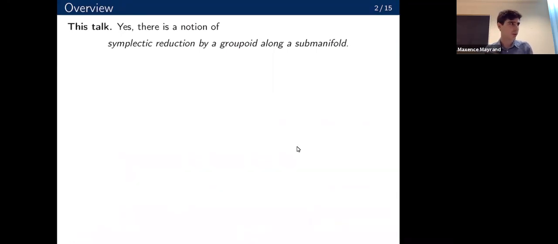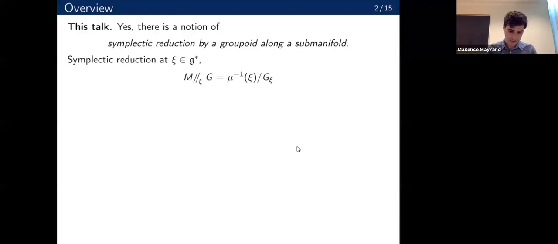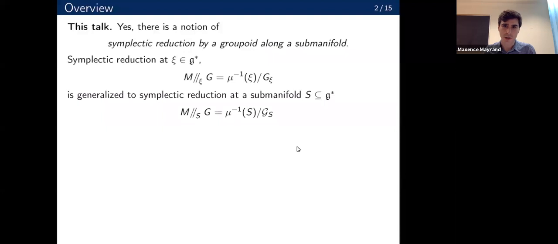Group schemes are not general enough to get a consistent theory. You have to go to groupoids, and the important bit here is the fact that we're doing that along a submanifold. That's the new piece of information. Because even if we start with a group, the fact that we're taking this reduction along a submanifold gives us new things. So for instance, the usual symplectic reduction is recovered as a special case at a level ξ in the dual of the Lie algebra. And this is generalized to symplectic reduction at a submanifold S. So you replace the ξ here by a submanifold of the dual of the Lie algebra.